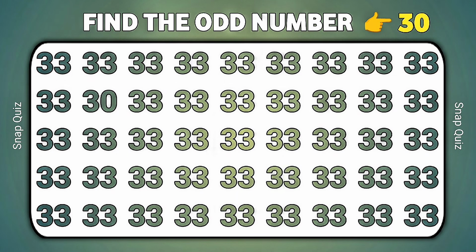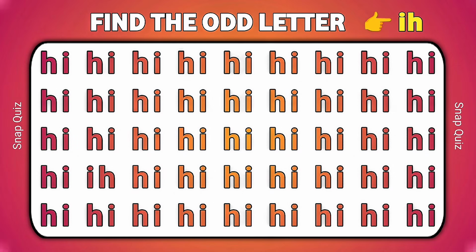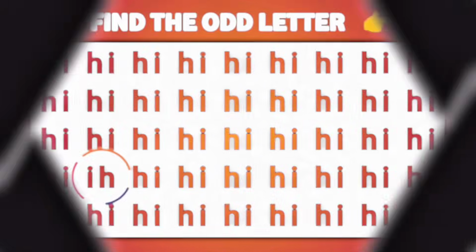Only sharp eyes can spot the number 30 between these numbers. Easy win, the answer is right here. Anybody can spot the letter IH within given time. Super sharp, here it is.